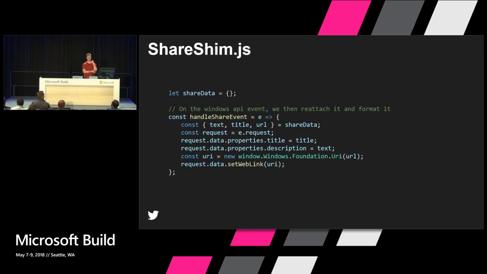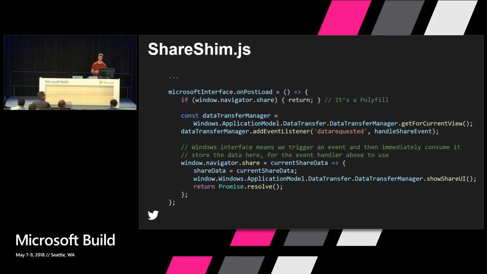So while the web API is imperative, you just call that one line, the Windows API is event-based. And so we're going to finagle the Windows API into this web share interface. And because it's event-driven, that means the first thing we need to do is create an event handler. All this handler does is format those 3 parameters and put them onto the Windows share request. It's pretty straightforward there, you can see.